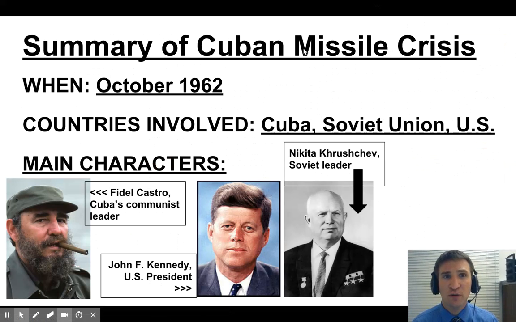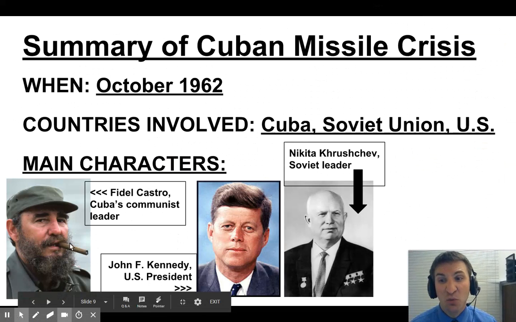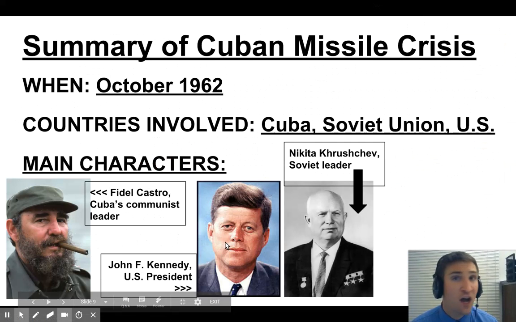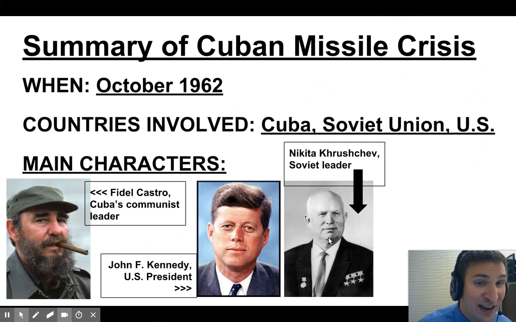Let's summarize the Cuban Missile Crisis. When was it? October 1962. What were the countries involved? Cuba, the Soviet Union, and the US. And what are the three main characters of the Cuban Missile Crisis? To the left here, we have Fidel Castro with his Cuban cigar. He's Cuba's communist leader. In the middle, we have John F. Kennedy. He is the US president, the 35th president of these United States. And to the right is Nikita Khrushchev. He is the Soviet leader during the Cuban Missile Crisis of 1962.